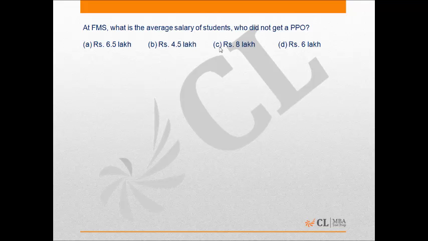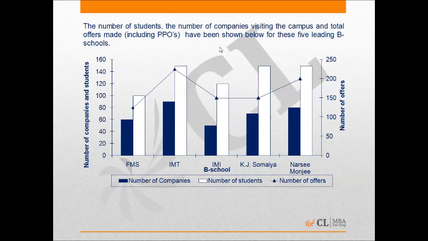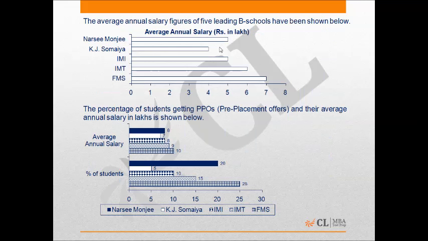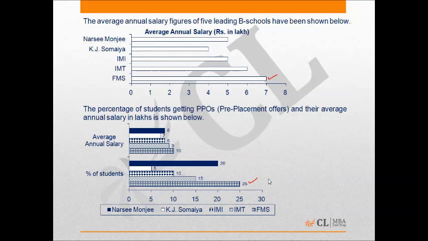Next question. At FMS, what is the average salary of students who did not get a PPO? Let's go back to the graphs. So let's look at the first graph. This shows that the average salary of all students at FMS is 7 lakhs. Also, it shows that the percentage of students at FMS getting a PPO is 25. And the next graph shows that the number of students at FMS is 100. So from here I can say that 25 students get a PPO and 75 students do not get a PPO.